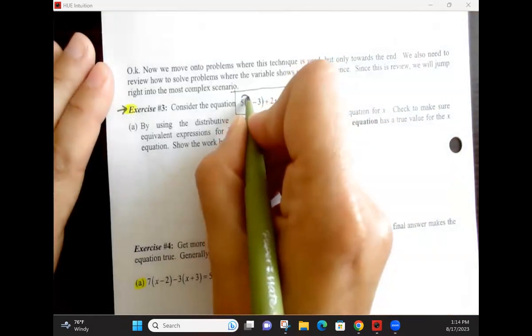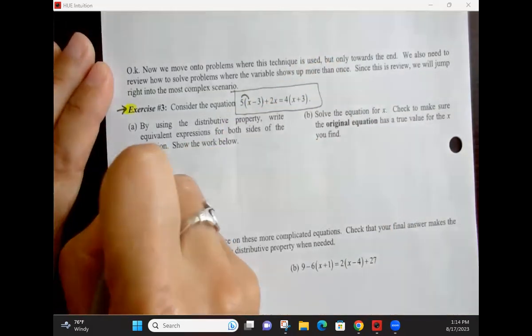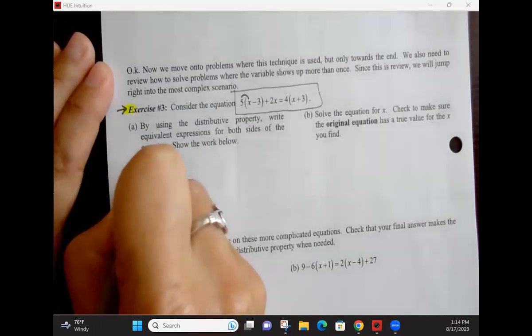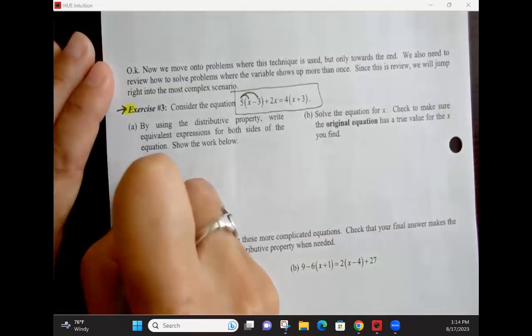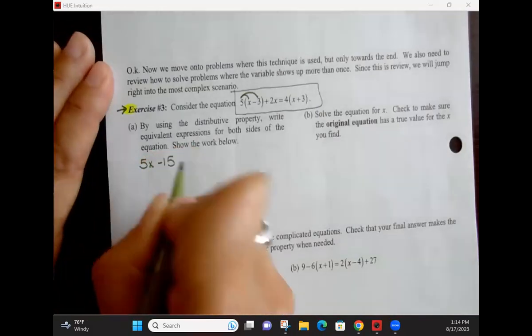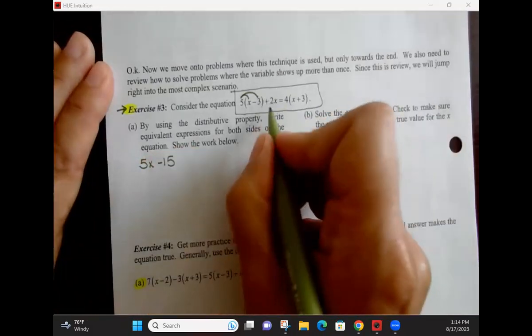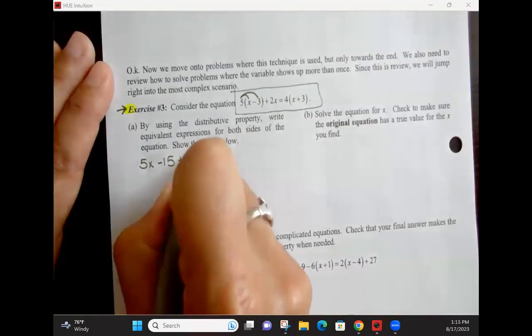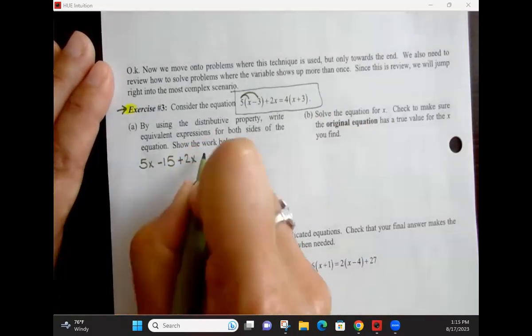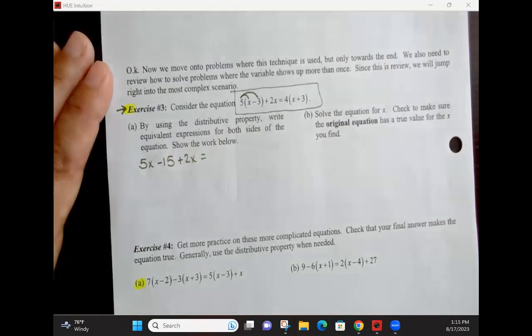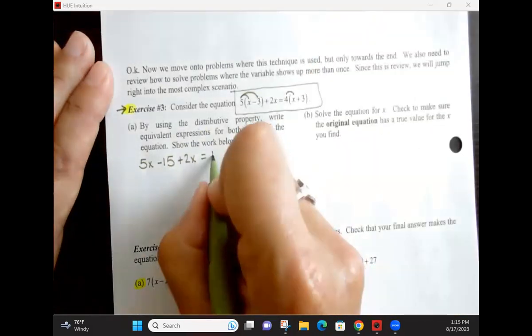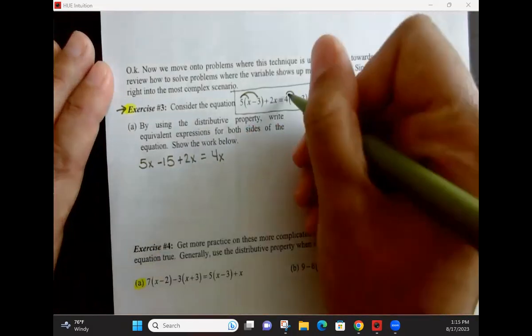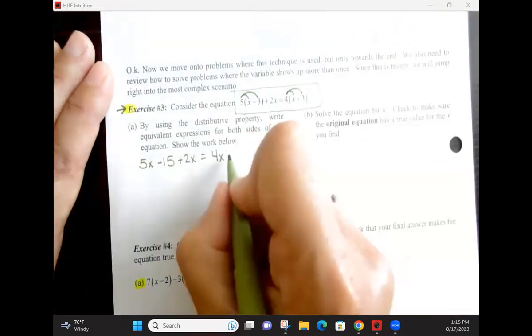So remember, when we distribute, that means we're multiplying. So this would be 5 times x, that's 5x. And then 5 times -3 would be -15. I don't have anything to do here, so I'm just going to copy down that plus 2x equals. And then on the other side of my equal sign, I need to distribute again. So I would have 4x plus 12.